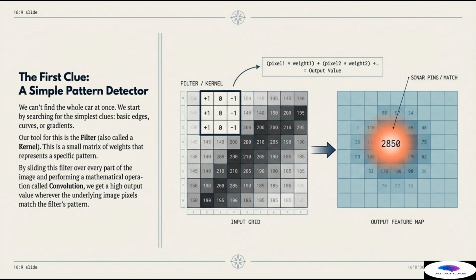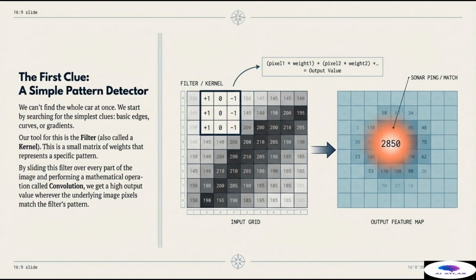As shown here, a kernel is simply a small matrix of numerical weights. These weights are specifically chosen to represent a simple pattern. In this example, our kernel is designed to respond strongly to a specific vertical edge. The central mathematical operation that brings this filter to life is called convolution. Convolution works by sliding this filter, our pattern template, over every possible section of the input image grid.